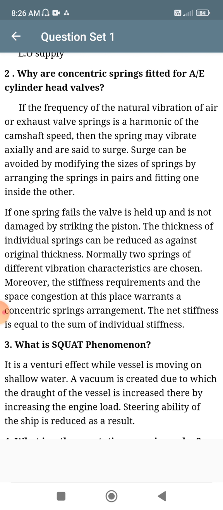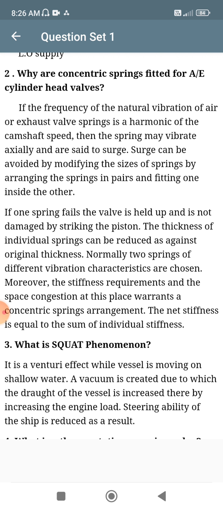Okay, like I said, resonance phenomena. Surge can be avoided by modifying the size of the spring, by arranging springs in pairs and fitting one inside another. If one spring fails, the valve is held up and is not damaged by striking the piston. The thickness of individual spring can be reduced as against the original thickness.